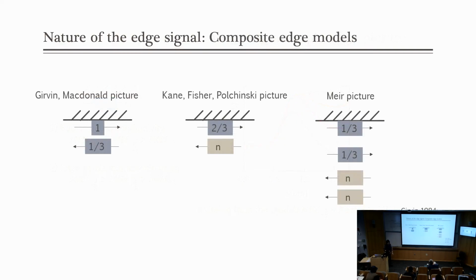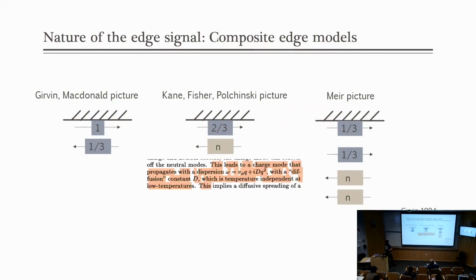So our conjecture is that it maps onto the Kane-Fisher-Polchinski model very well, because in a very old paper, they mentioned that this type of edge scattering could lead to a charge mode that propagates with a different dispersion, with a different diffusion constant, that is absent in quantum Hall edge states, where there are no inter-edge scatterings and disorder going on. And in fact, because our sample has a physical edge, there are supposed to be a lot of disorders going on at the edge. So we would love to explore more into the correspondence between our results and this picture.